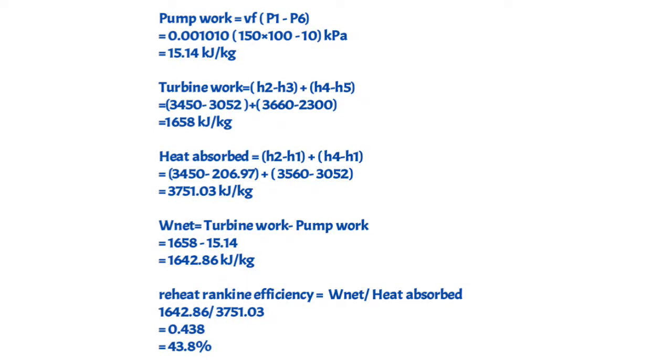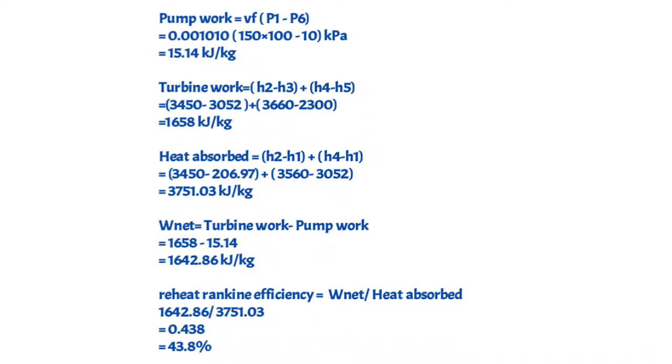Now we will move for calculation. We will first calculate what is the pump work. So we have to take here difference in pressure, that is boiler pressure and condenser pressure. And remember one thing, that is we have to take this pressure in kilopascal. So pressure is given in bar. So 1 bar is equal to 10 raised to 2 kilopascal.